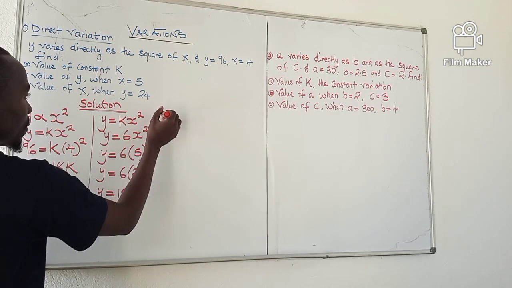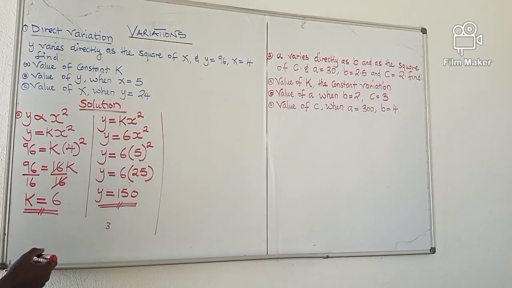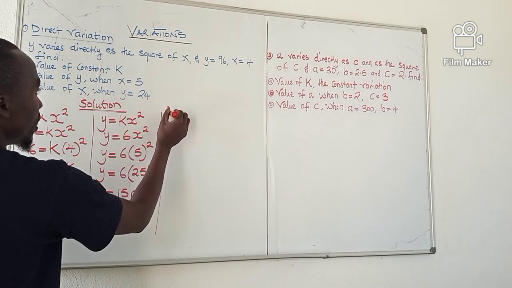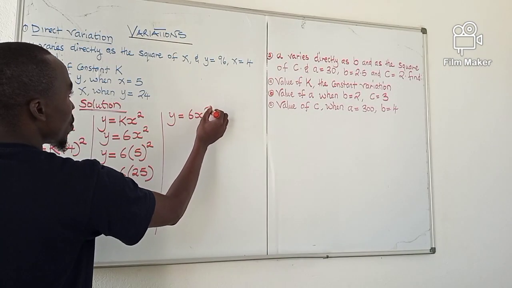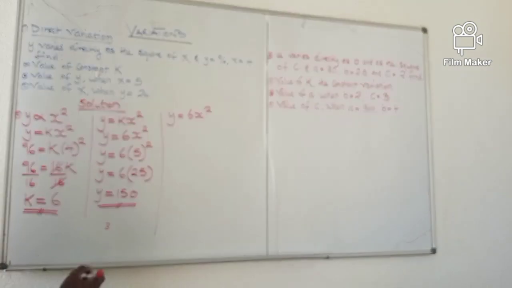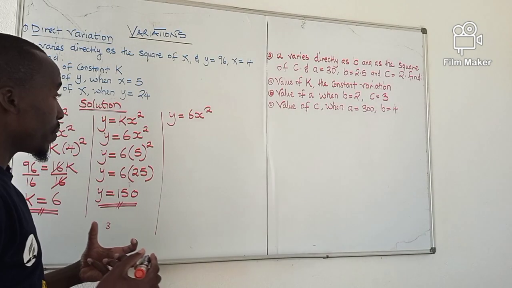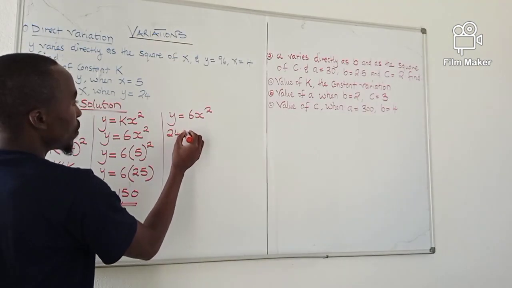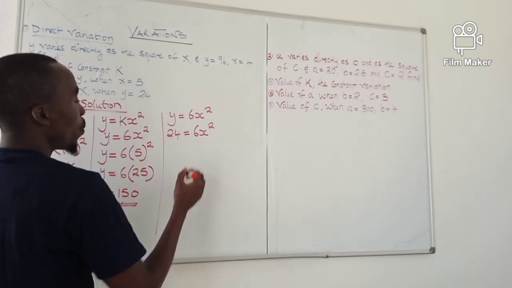I hope that you're following. Let's go to the next one. C says, find the value of x when y is equal to 24. So we get our formula: y is equal to 6x squared. Okay? Don't be lost. That is our formula. Now we replace y with 24. So where there is y, we are putting a 24. So we say 24 is equal to 6x squared.